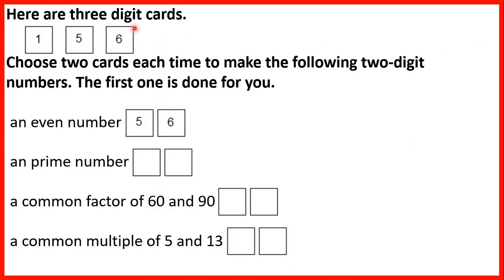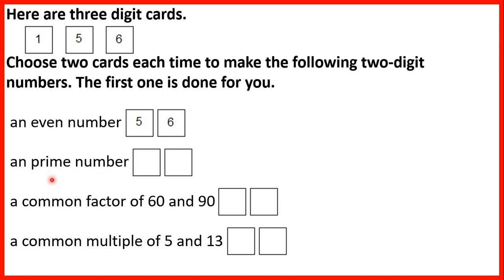Here are 3-digit cards. We have 1, 5 and 6. Choose 2 cards each time to make the following 2-digit numbers. The first one is done for you. So 56 is an even number because even numbers are multiples of 2. So numbers that end in 0, 2, 4, 6 or 8.